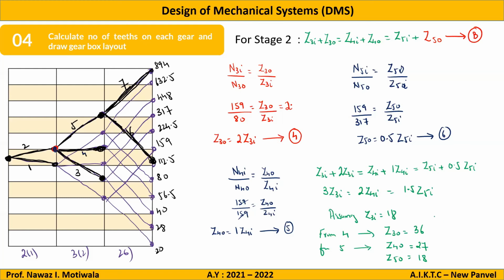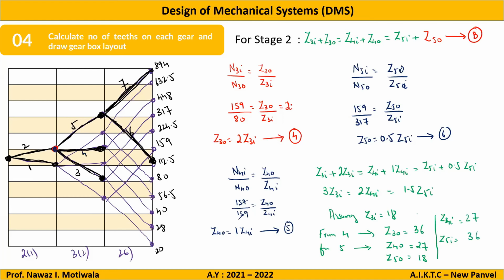Similarly, can you tell me the answers for Z3I, Z4I and Z5I? It will be almost similar. Just upside down, it will be. I think 27 and 36 maybe. 18, 27, 36. We already have 18. This will be 27 and this will be 36.